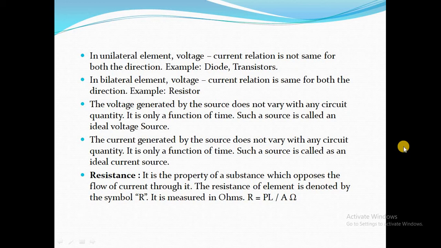Resistance is the property of a substance which opposes the flow of current through it. The resistance of an element is denoted by the symbol R. It is measured in ohms. R is equal to ρL divided by A, ohms. So that is the way we can represent resistance.